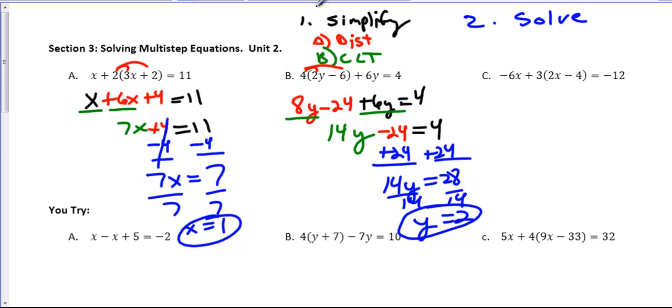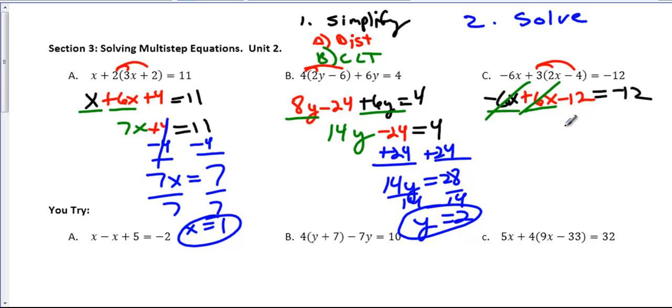Last one, part C, is going to bring up something that happens from time to time that we have to know how to handle. Alright, and it's going to look like this. First of all, same thing as before. We're going to take care of our distributing. Alright, everything else stays the same. Now we're going to collect like terms. Negative 6 and positive 6 are both going to be canceled out and become 0.